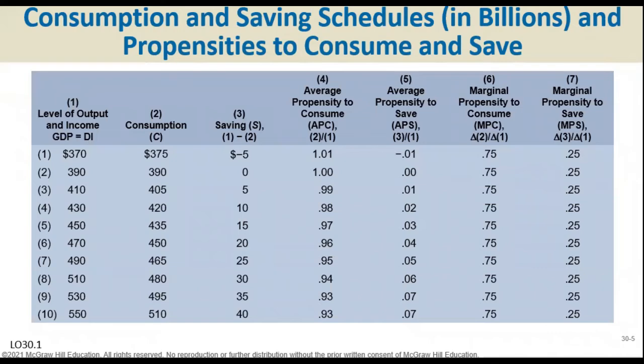So this table shows the consumption and saving schedule, and it also gives you the propensities to consume and to save. We'll talk about propensity in the slides to come.